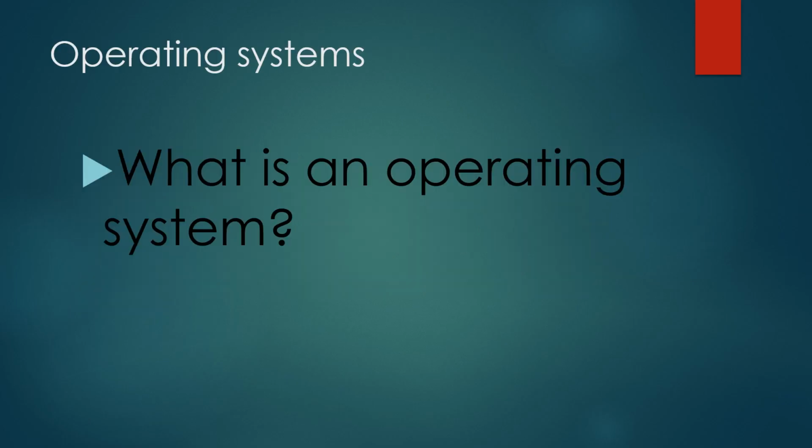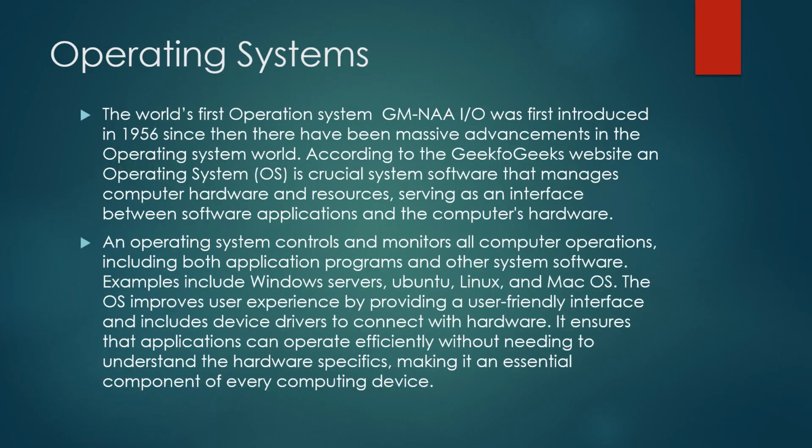What is an operating system? The world's first operating system, GM-NAA I/O, was first introduced in 1956. Since then, there have been massive advancements in the operating system world.